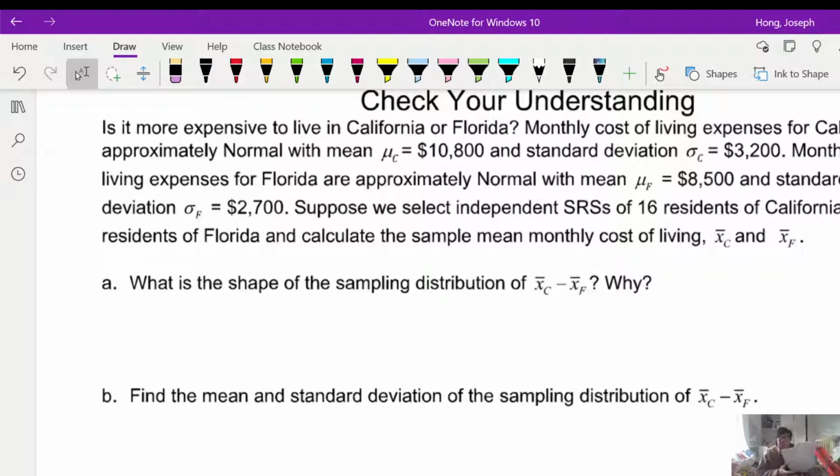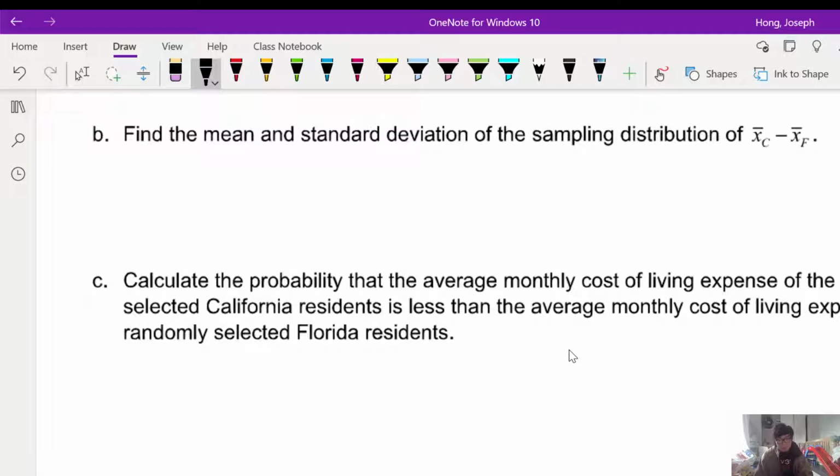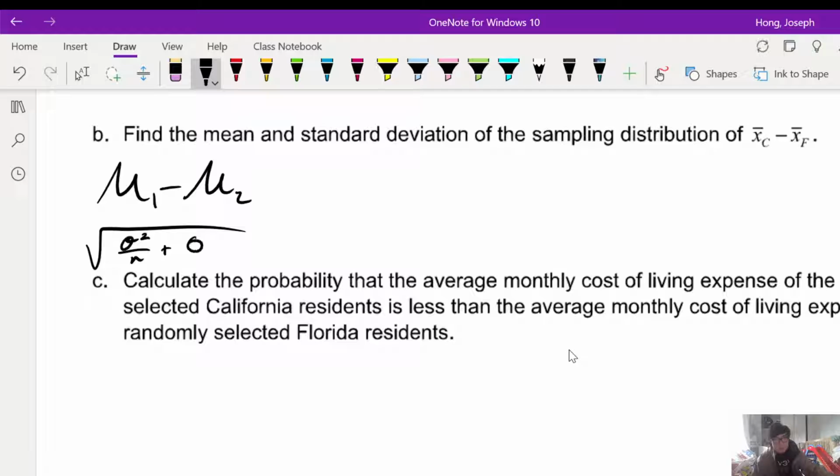So what is the shape of the distribution of California minus Florida if you take the averages of them? I'm going to skip that one. Pretty easy. Find the mean and standard deviation of the following. So just know that we use our equations here. Mu 1 subtracted by mu 2. And of course, the other equation for standard deviation is going to be standard deviation squared divided by n plus the standard deviation squared of the second divided by the sample size of the second. So you should get two things.